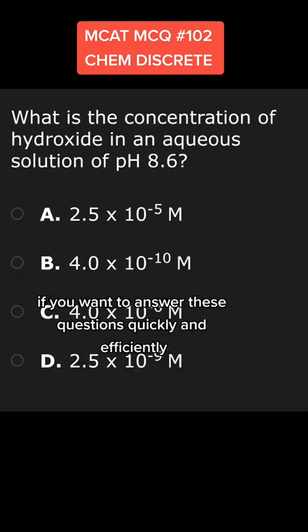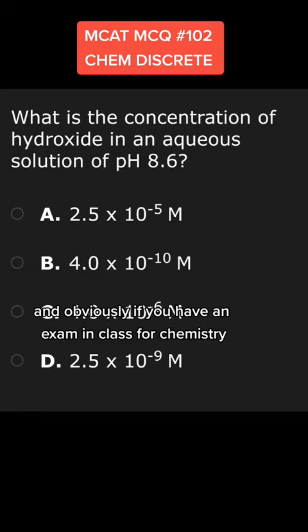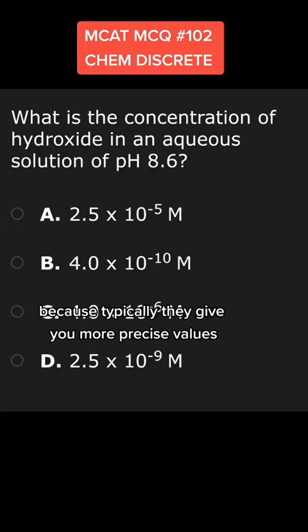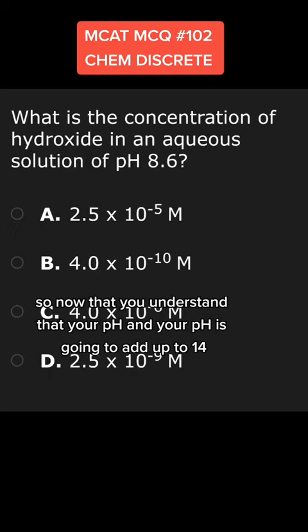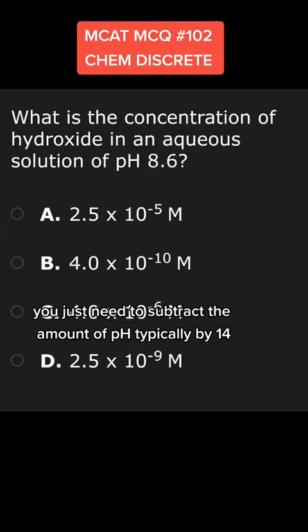So as a general rule, if you want to answer these questions quickly and efficiently without using the classical logarithm formula. And obviously, if you have an exam in class for chemistry, you're going to have to use the logarithm formula. This really only works on the MCAT because typically they give you more precise values and you don't have to give an answer to the exact decimal. So now that you understand that your pH and your pOH is going to add up to 14, you just need to subtract the amount of pH, typically, by 14.